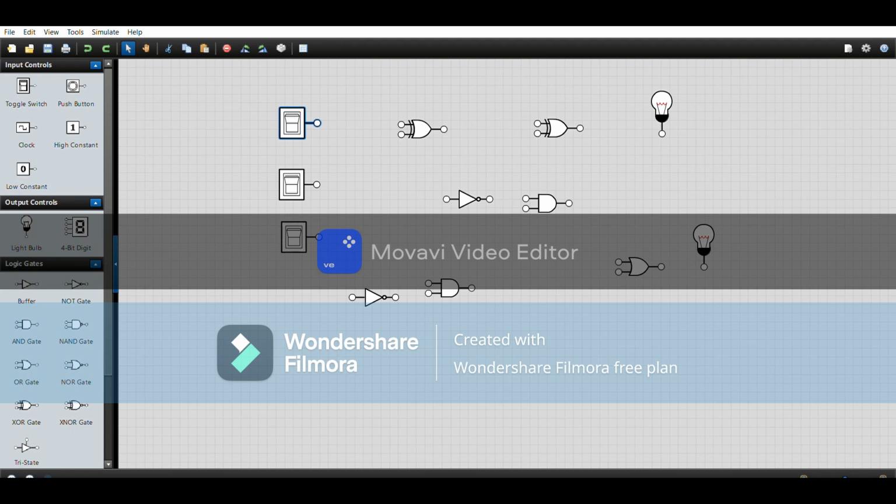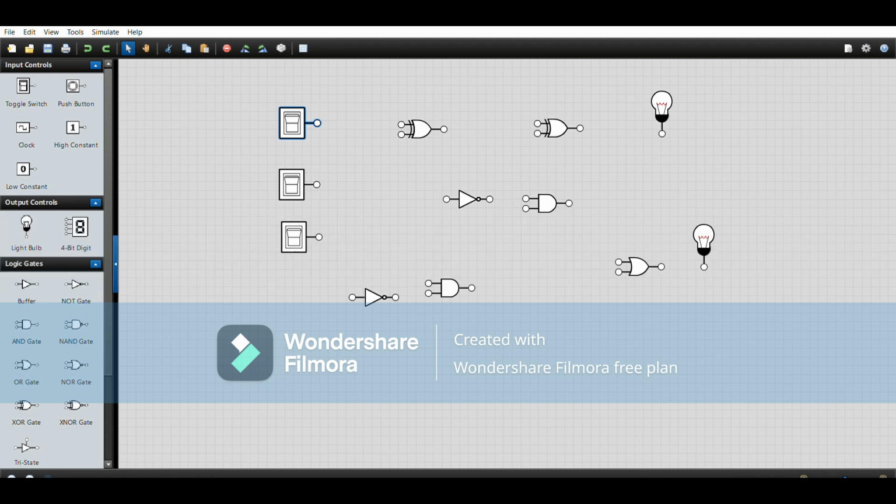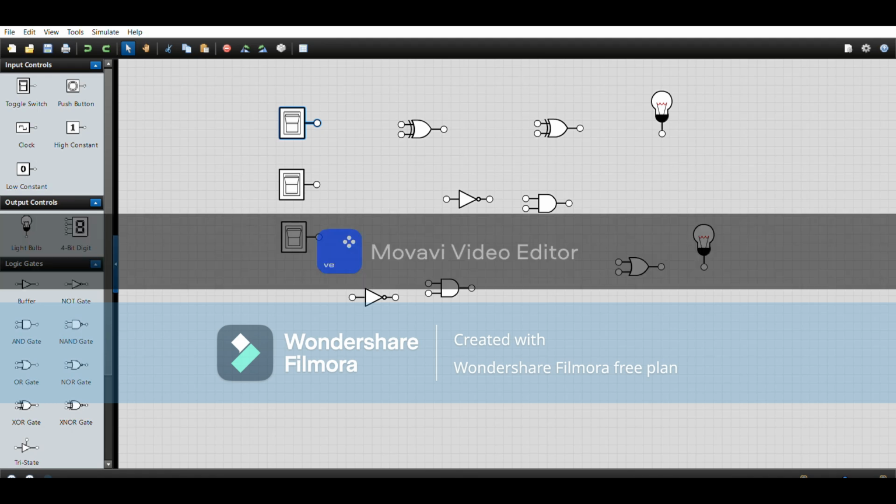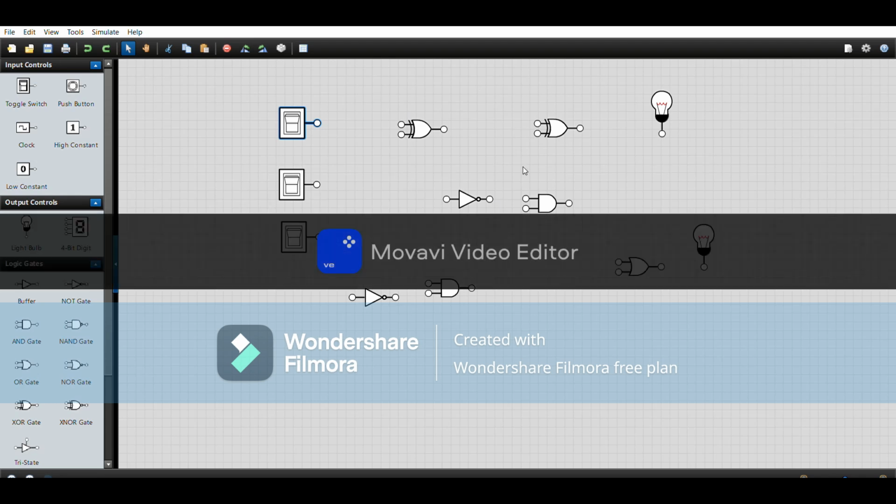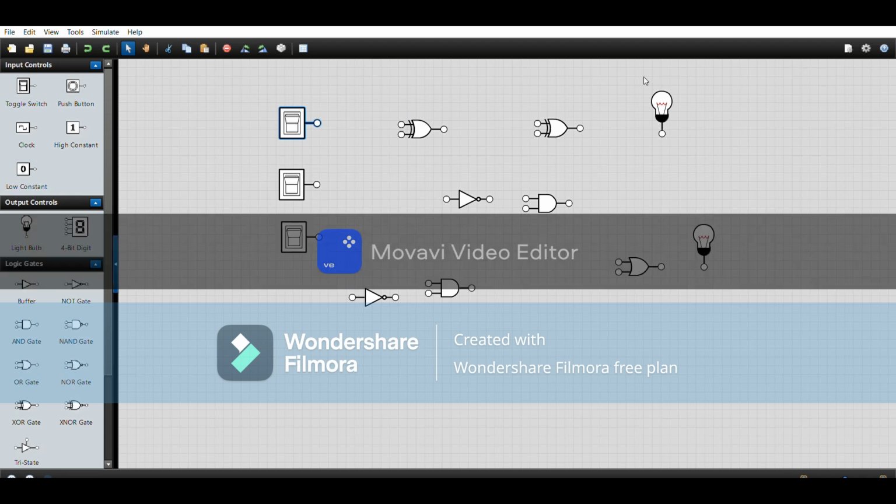The next thing we are going to see is the full subtractor. The full subtractor is a combinational logic circuit including logic gates. In a full subtractor, the logic circuit has 3 inputs and 2 outputs. Let us see the implementation of the full subtractor.